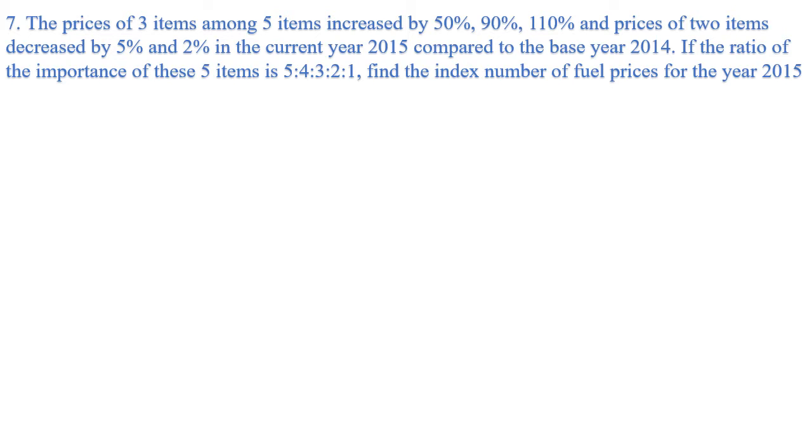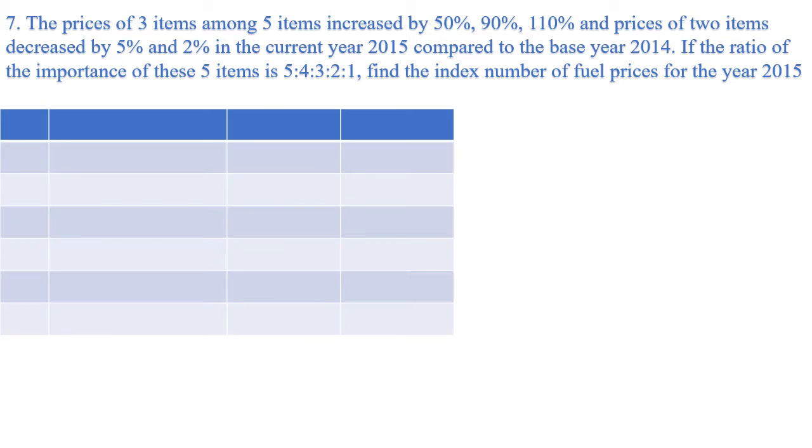Now dear students, as it is given increased by, we will add 100 to these percentages, and decreased by, from 100 we will deduct both percentages to get the index number directly. The importance is given in the ratio format, so that's the weight. Naturally we have the index number and the weight, so we will use the weighted average index number method for calculating this sum. Items I will just assume are A, B, C, D, E because 5 items are there.